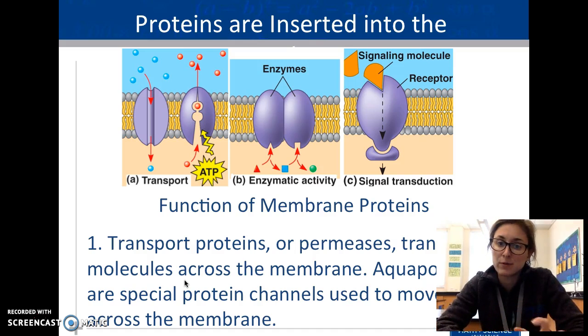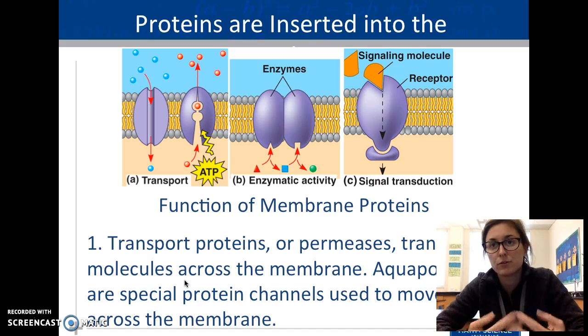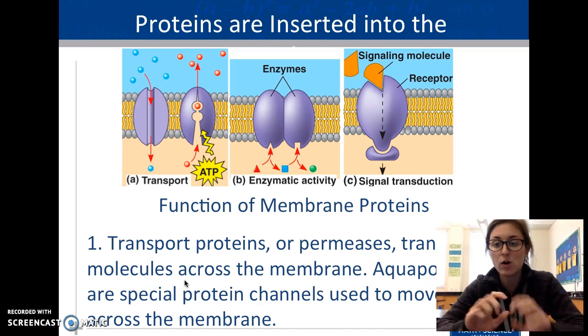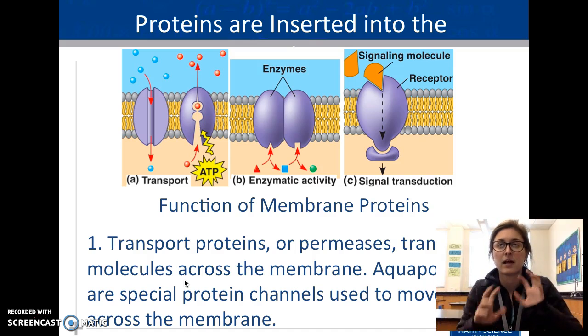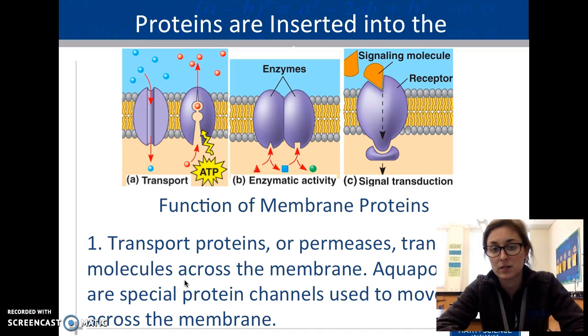Proteins are going to be found embedded in the membrane. So we are going based on this thing called the fluid mosaic model, which is basically that we have this membrane, and if you've ever seen a mosaic or a stained glass window, it has all these different things in it that have different important parts.